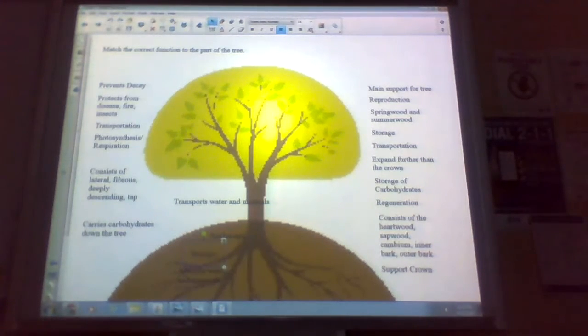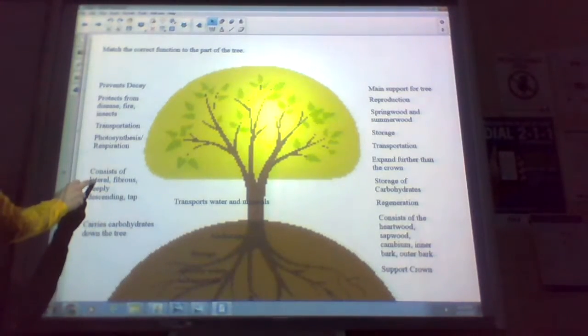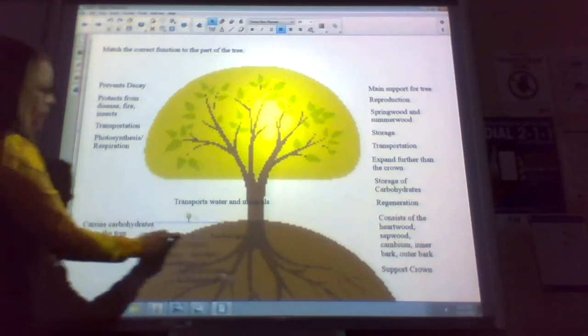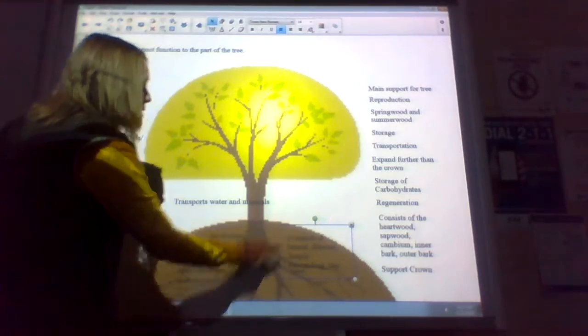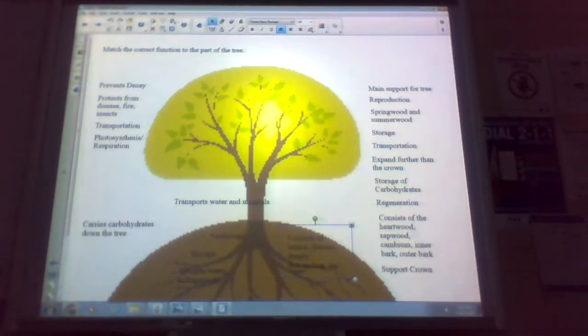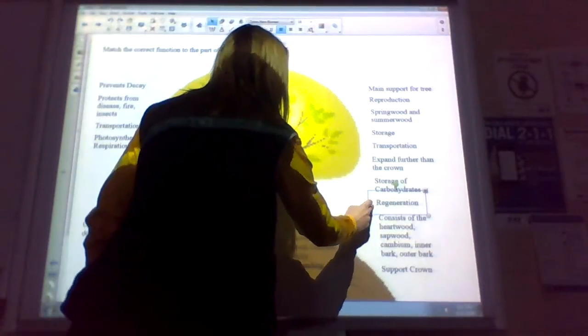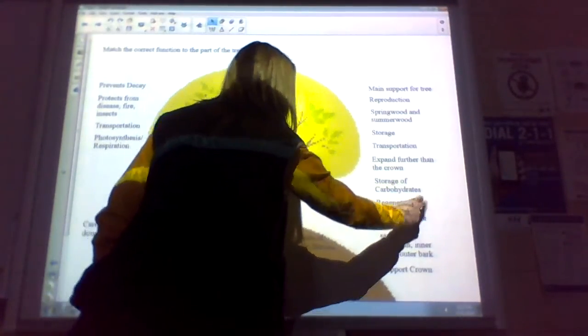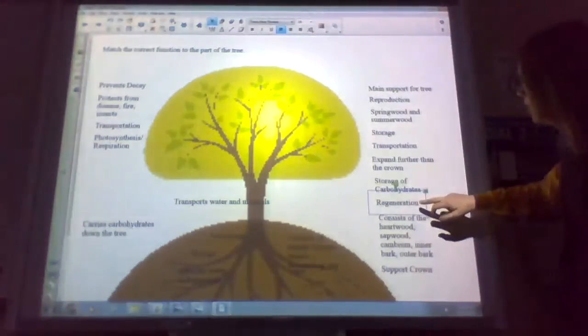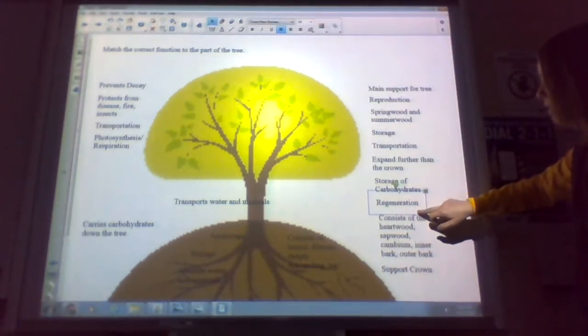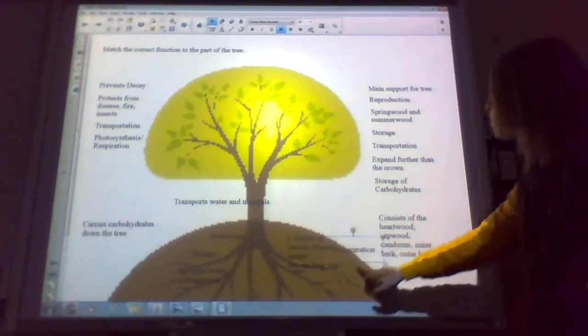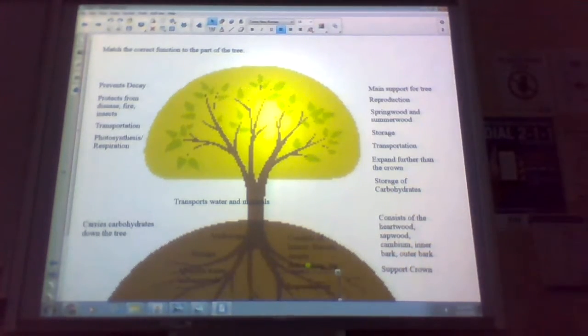They're also made up of multiple different parts. So we have lateral roots, we have fibrous roots, we have tap roots, and deeply descending roots. We'll also find that our roots are good at regenerating, meaning they can produce a new plant in the end. So if you take a box elder tree and you cut it down, you're going to notice it's going to send up a whole bunch of new shoots off of that trunk system. And that's its process of regenerating.